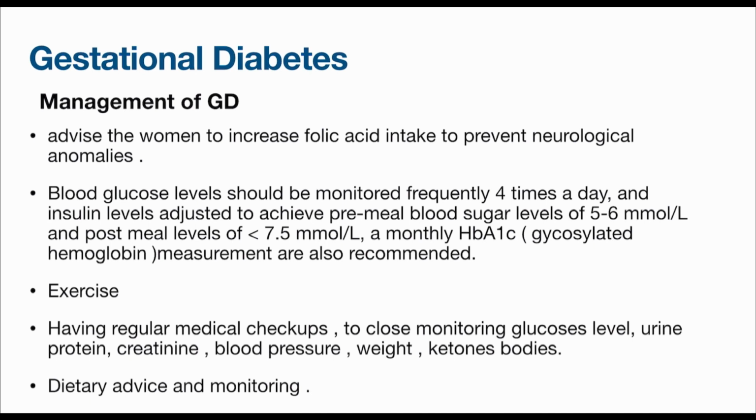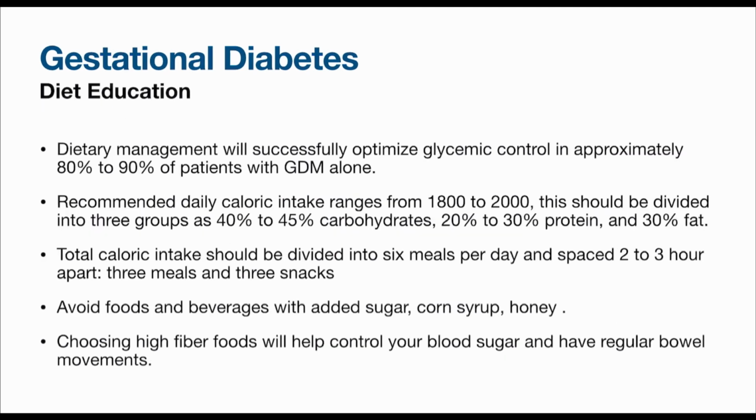Dietary advice and monitoring. Diet is very, very important during this period, or in this case of gestational diabetes, and this is why we give her diet education. Dietary management will successfully optimize the glycemic control in approximately 80% up to 90% of the patients with GDM. So if you ask me what is the first line to manage gestational diabetes, I would say we start with the diet. First, we start with the diet, and fortunately this works for 80 up to 90% of the patients.